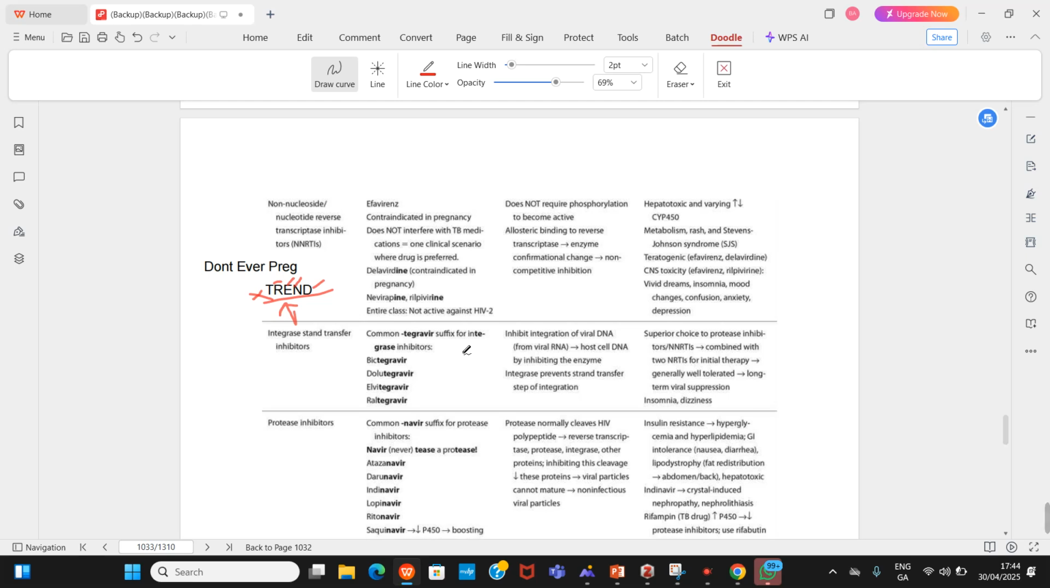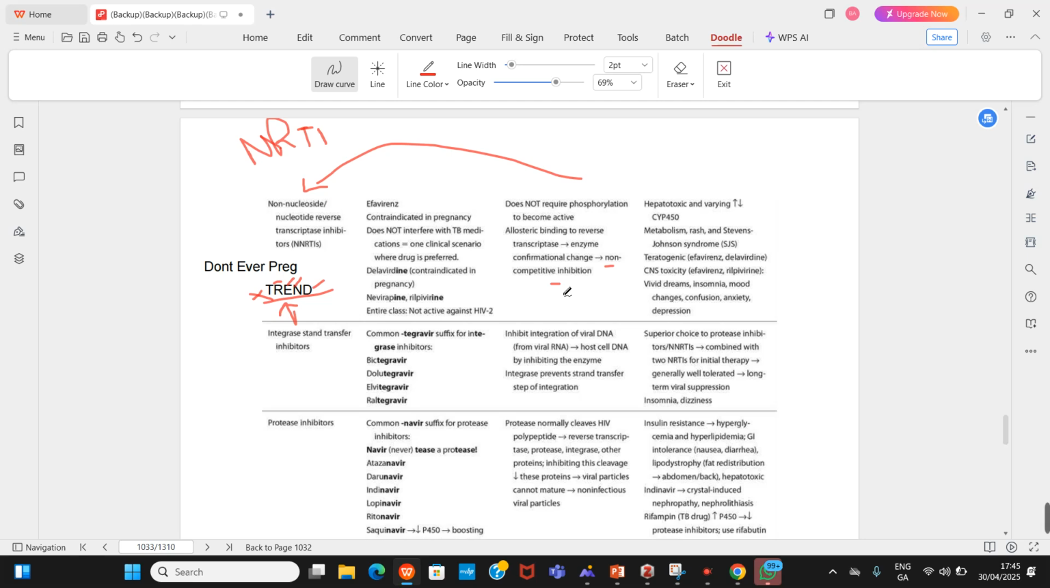What does it need? How do they work? They don't need to be phosphorylated like the initial one. Don't forget, the NNRTIs don't need to be phosphorylated. You don't need to do anything. What these guys will do is just go and bind to another allosteric site on reverse transcriptase and silence it. That is all. Non-competitive inhibition. They're not competing with any nucleotide or nucleoside. They just go straight and bind to reverse transcriptase and shut it off.